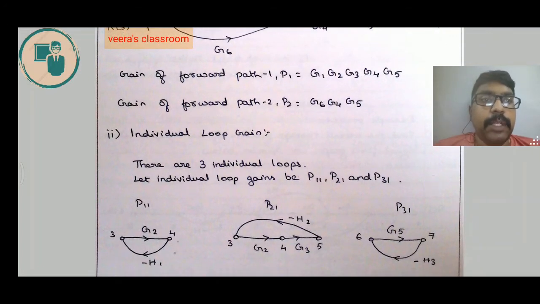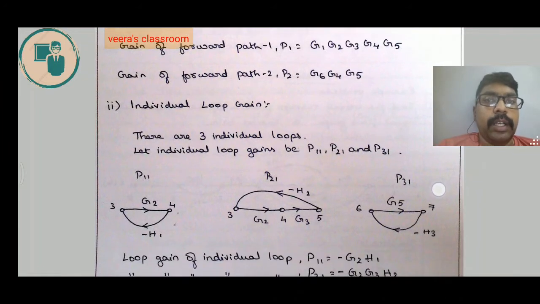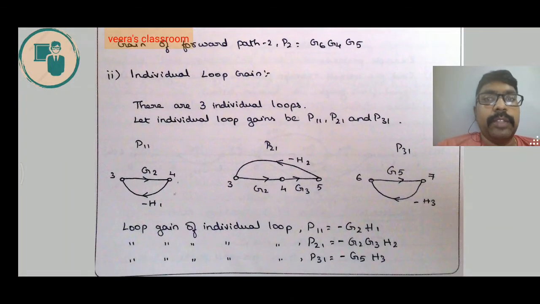We have named them P11, P21 and P31. As I told you earlier, they have drawn the diagram again separately and they have given the loop gain for individual loops. P11 equals minus G2 H1, P21 equals minus G2 G3 H2, P31 equals minus G5 H3. So this is step number 2. The first step is to find the forward path. The second step is to find the individual loop gain. The third step is to find the relation between these 3 individual loop gains.